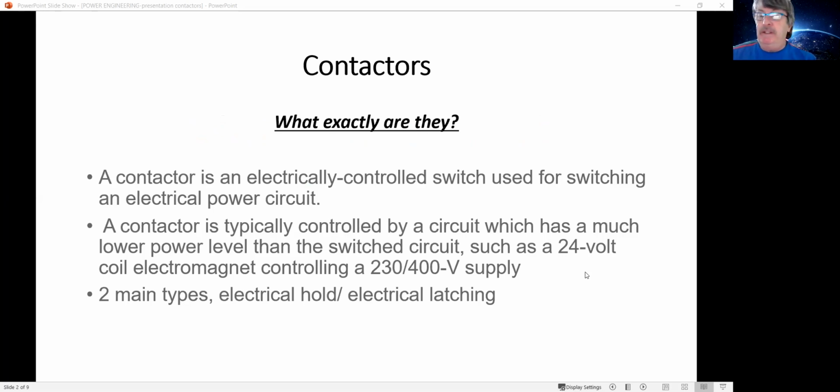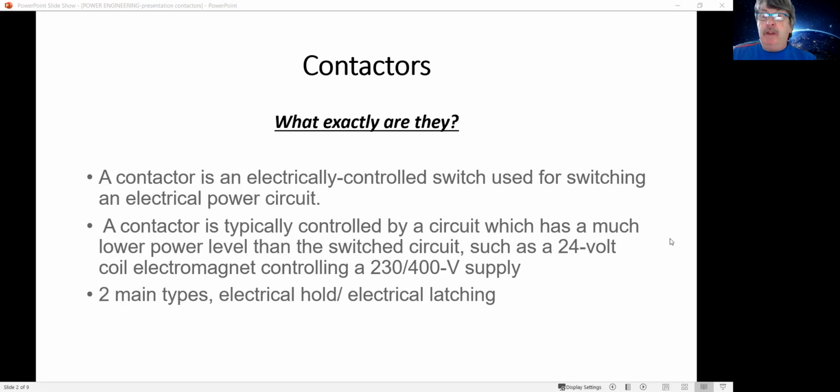A contactor is an electrically controlled switch used for switching an electrical power circuit. A contactor is typically controlled by a circuit which has a much lower voltage level than the switch level. So in other words, we could have a 12 or a 24 volt coil operating on a 230, 400, 525 volt network. Having a control voltage such as 110 volt means that it's much safer on the control voltage side while switching a much higher type of voltage.